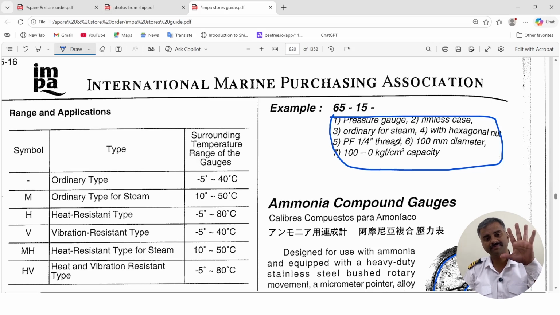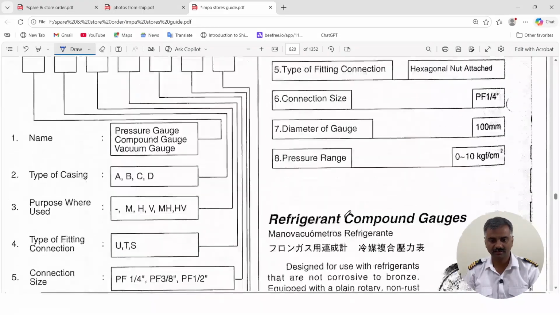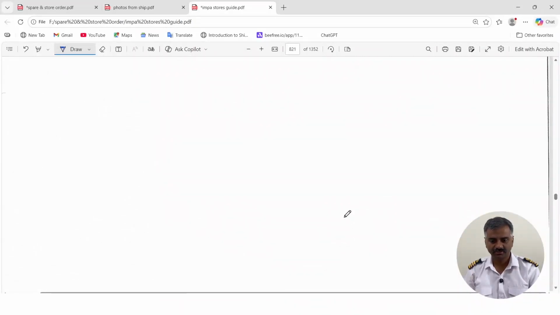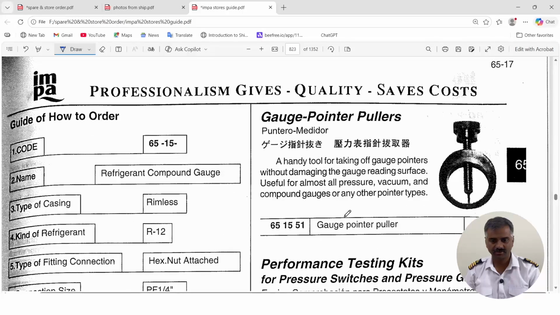That is why most of the times the engine room will receive wrong pressure gauges, because the correct details were not sent with the order. So this data is also required along with the pressure gauge requirements. That is why I wanted to discuss pressure gauge ordering also.